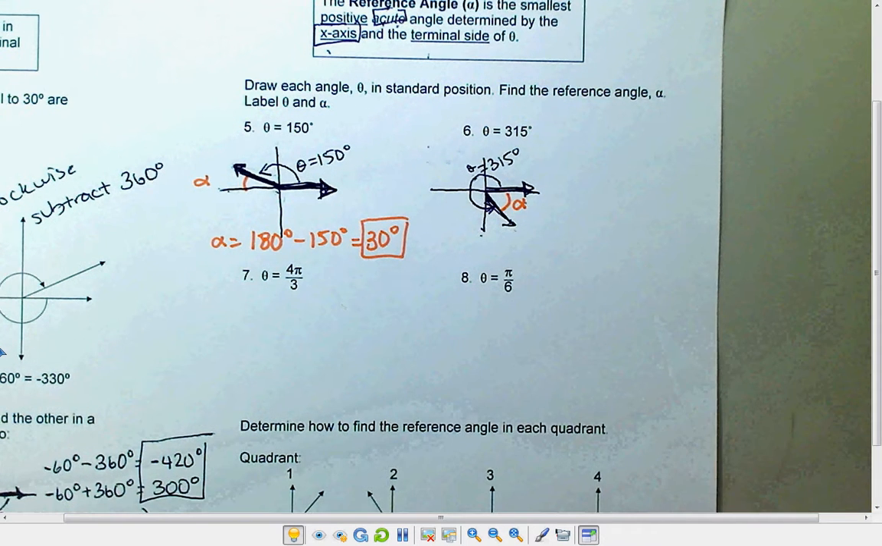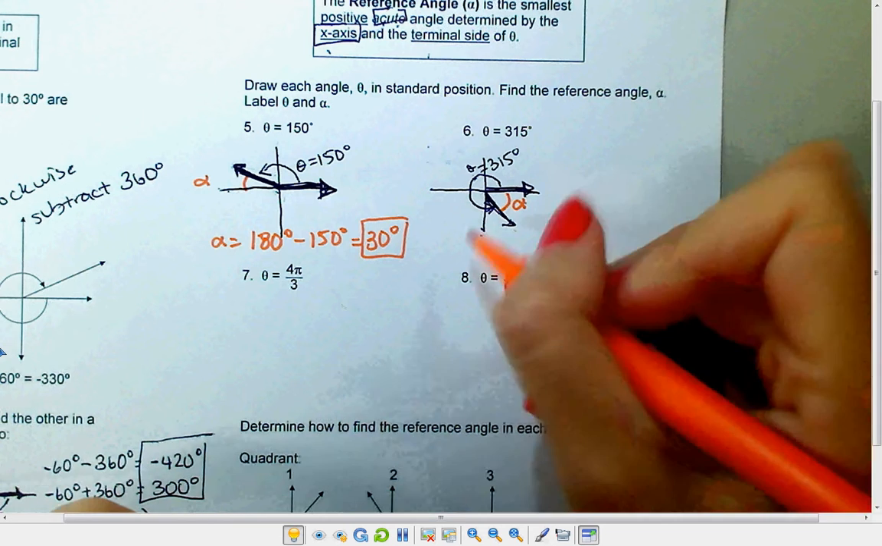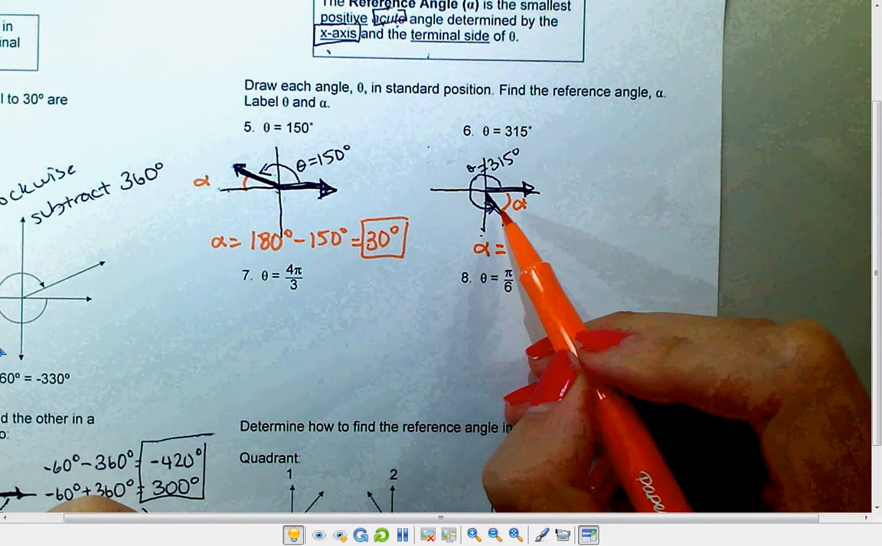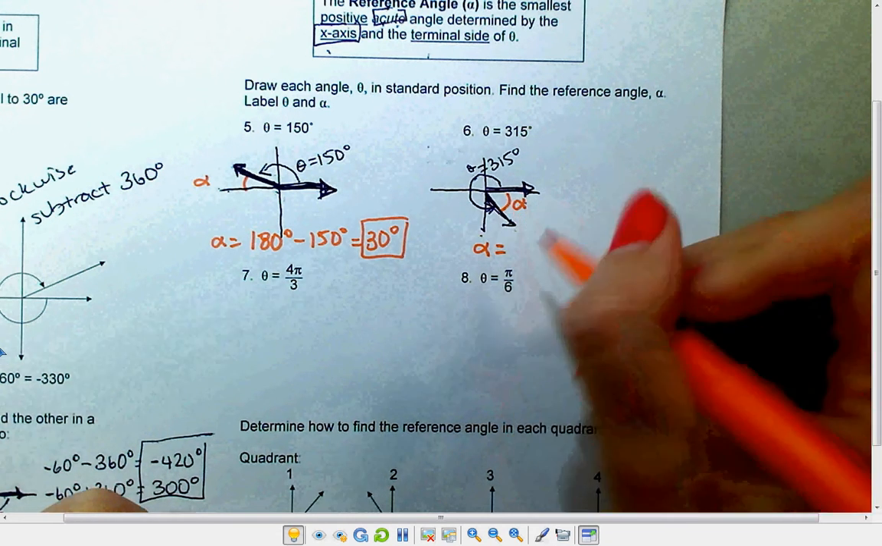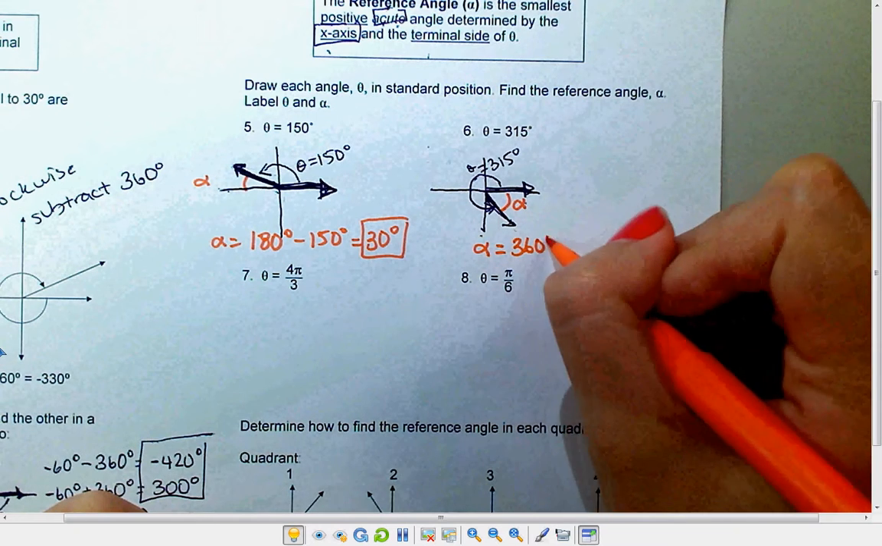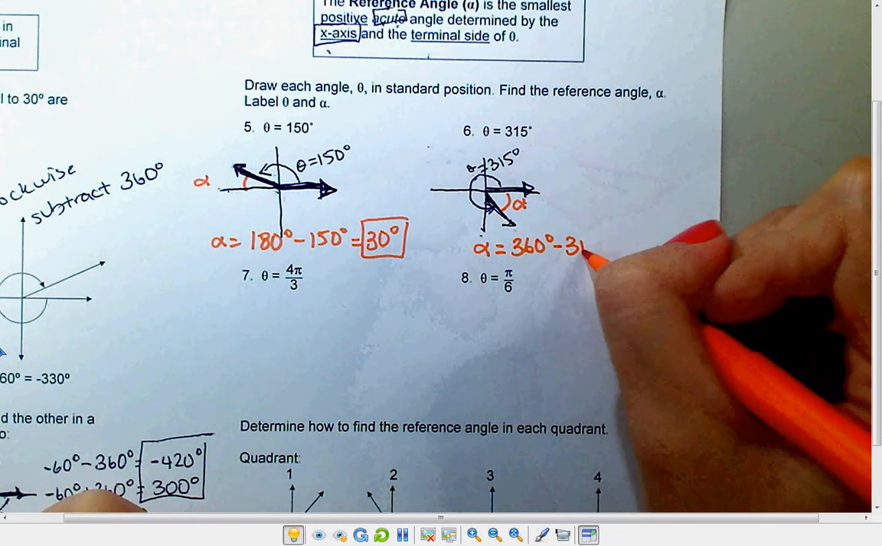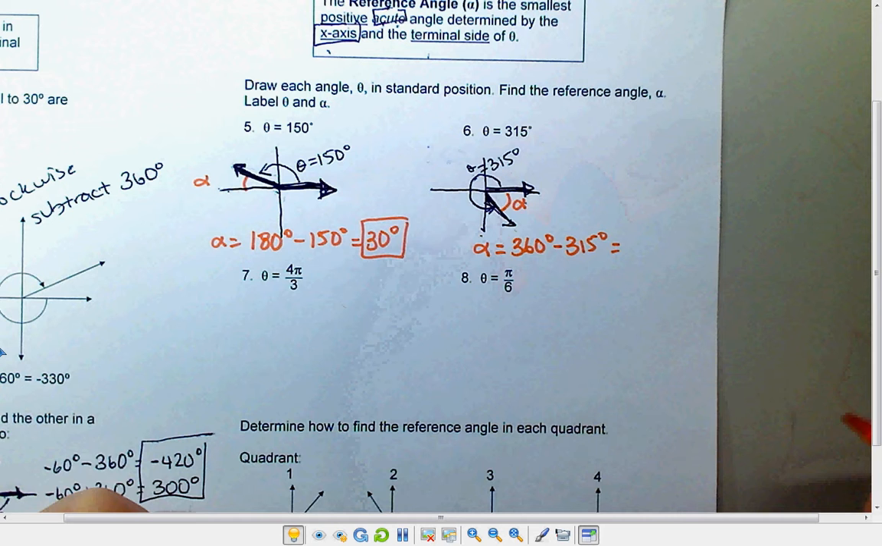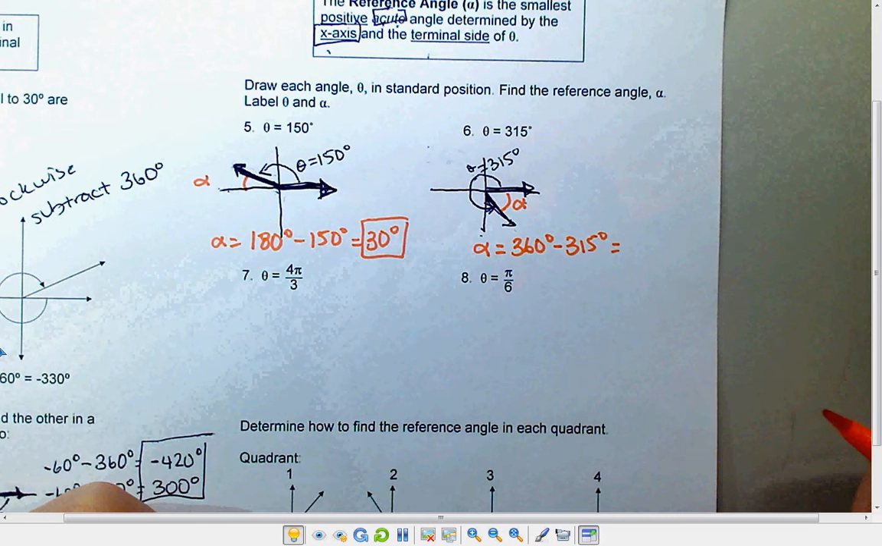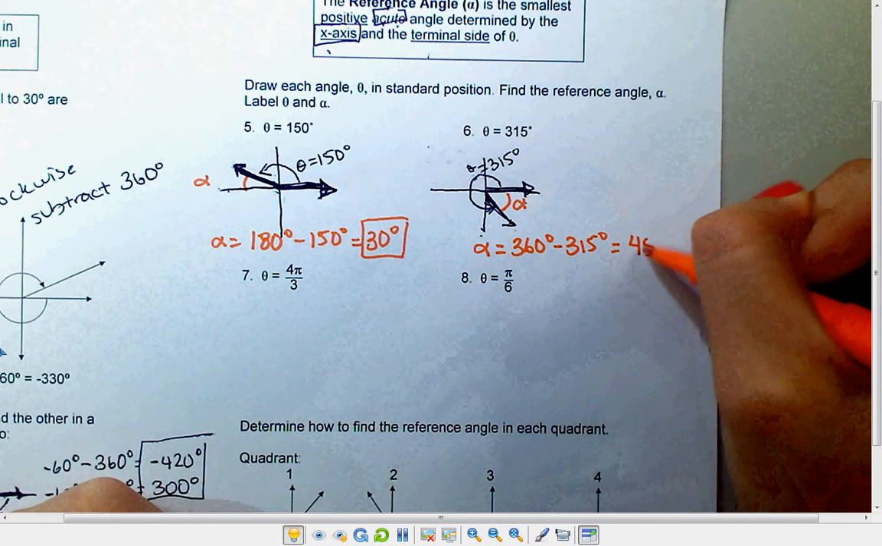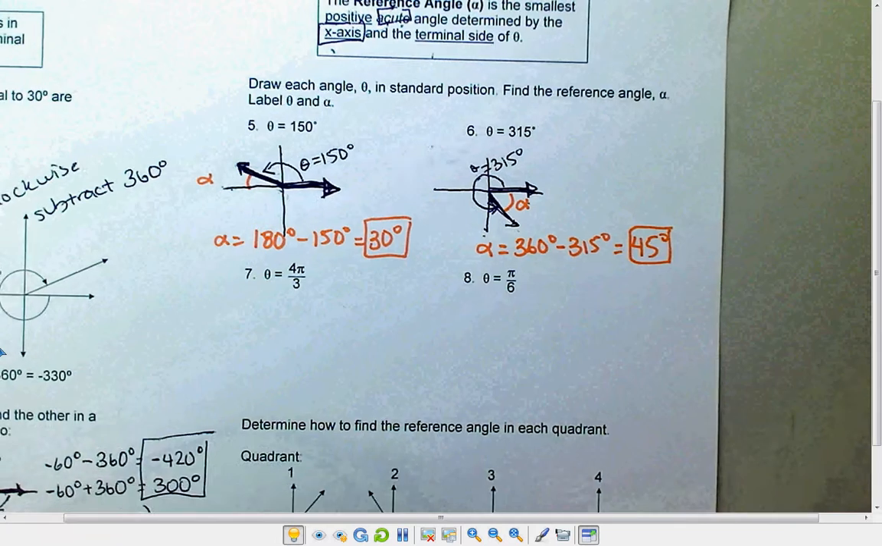So it has to be this one. To solve for this reference angle, this one is closest to the 360. So 360 minus this angle, which is 315, gives us what's left over in between, which in this case is 45. So my reference angle here is 45.